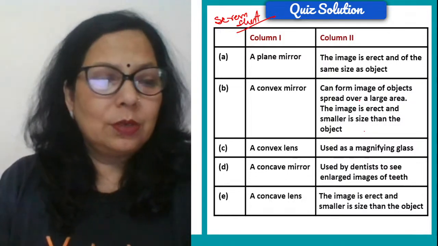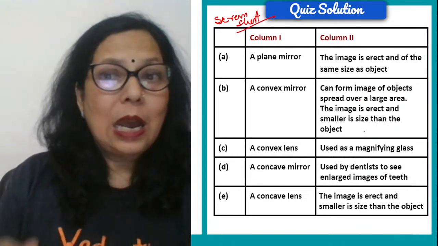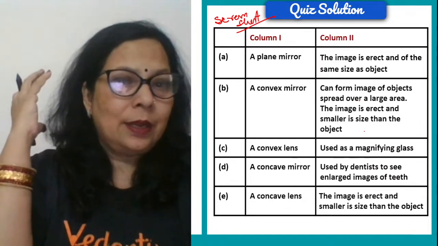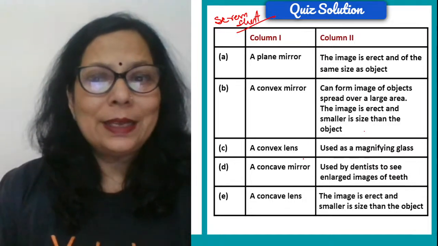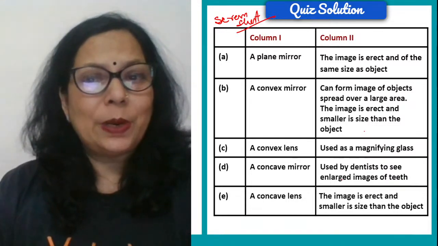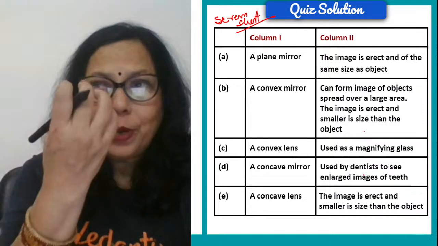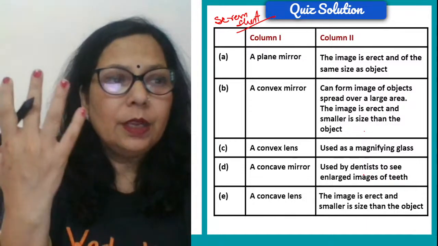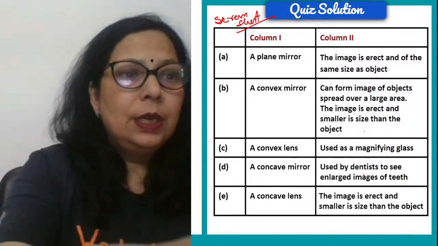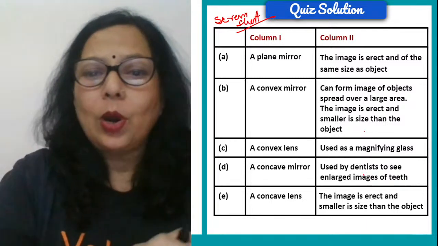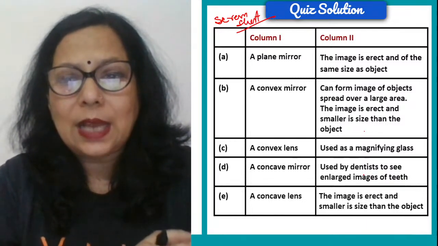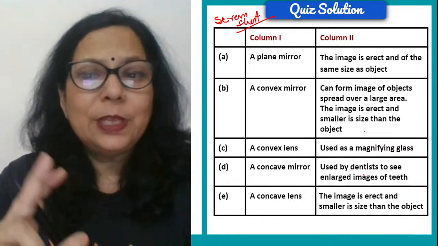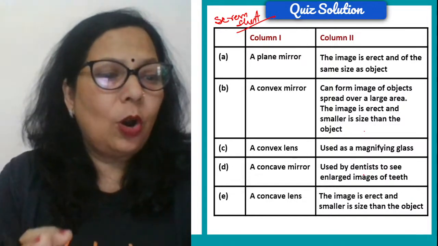Therefore, where it is used, vehicles में, आपको इरेक्ट इमेज दिखती है और स्मॉलर साइज की दिखती है. जब कार ड्राइव करते हो तो आपको पीछे का दूर तक का दिखता है. So there it is used. Convex lens, magnifying glass. Concave mirror used by dentists to see enlarged images because you bring the object very close. So image is enlarged in concave mirror, when it is within the focus. Next is a concave lens. In a concave lens, the image is erect, smaller in size than the object.